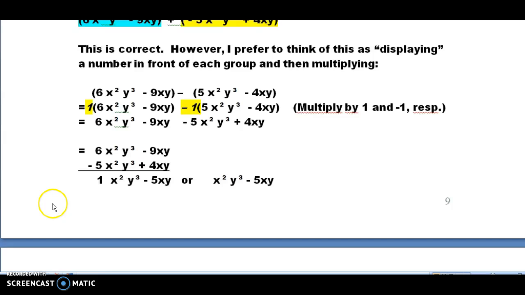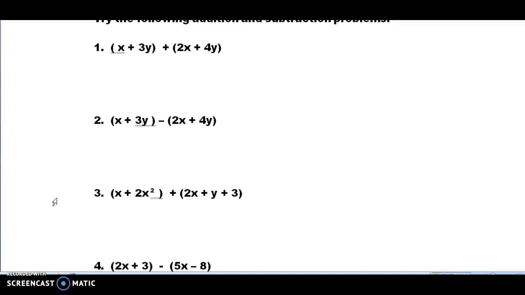Going on to page 10, I have 5 problems here for you to try in class. So I would recommend that you pause the video in a couple of minutes and go ahead and try these, and then you can look at the answers on the next page.